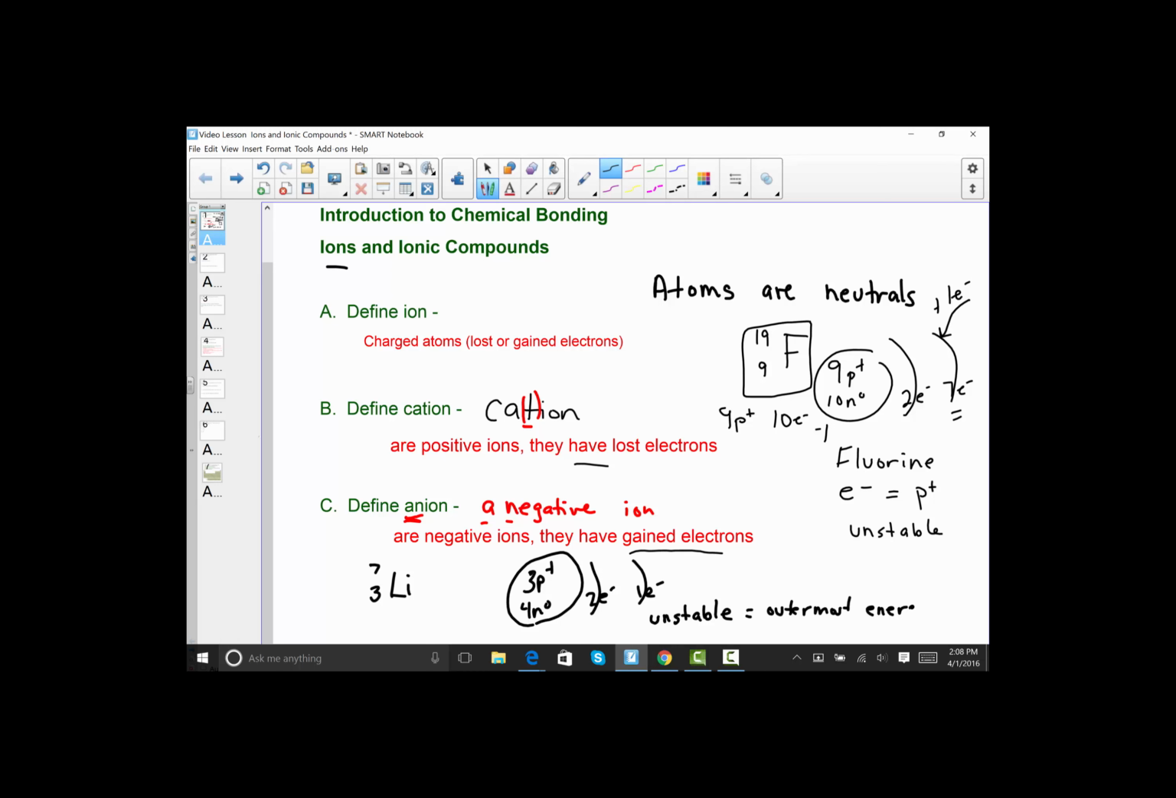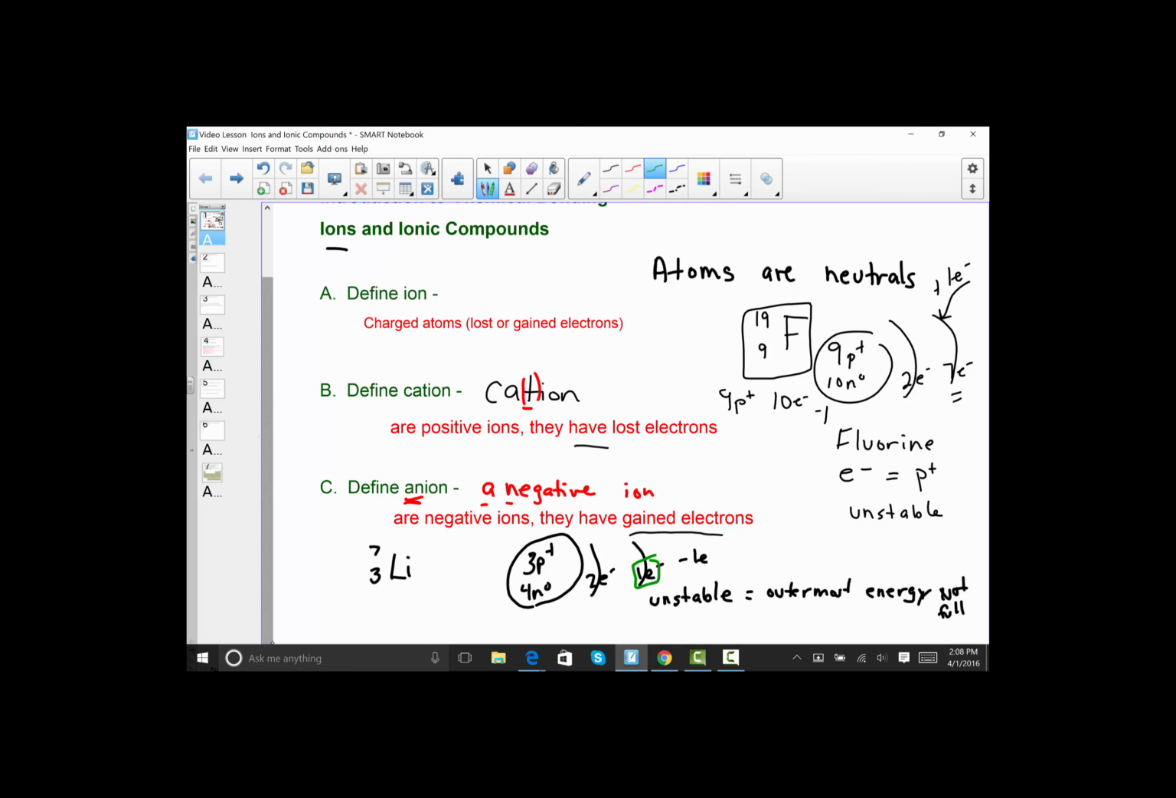It would like to have a noble gas configuration, and so if it's not full, it means that it would like to lose 1 electron. The outermost energy level is not stable because it's not full. If it were to lose 1 electron, this guy here, it would achieve a noble gas arrangement just like helium would. And helium, being a noble gas, is a much more stable arrangement.